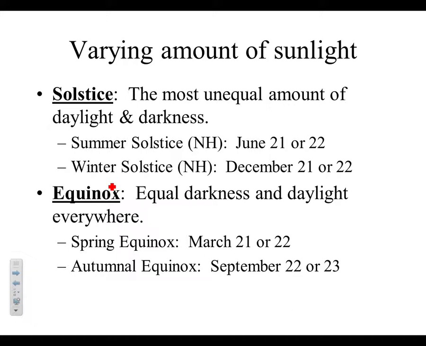So then we get our definitions. The solstice is just the most unequal amount of daylight and darkness, what we just saw. Summer solstice, June 21st or 22nd. Winter solstice, December 21st or 22nd. Equinox is equal daylight and darkness everywhere. And you see the equinox is on March 21st or 22nd or September 22nd or 23rd.